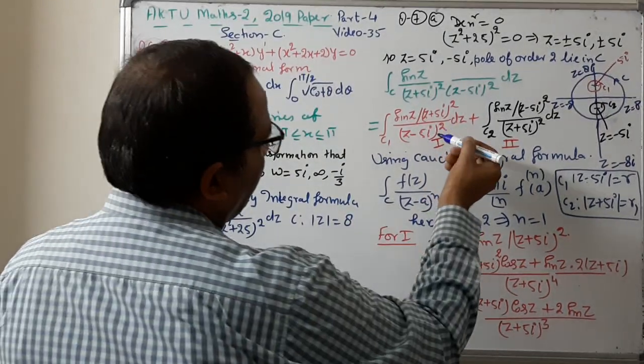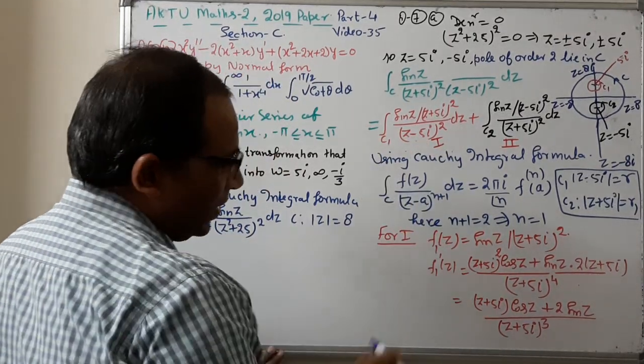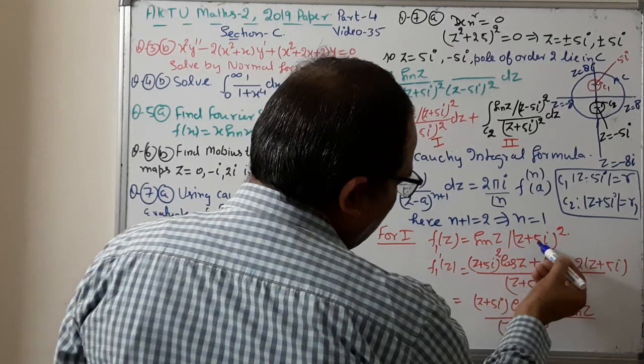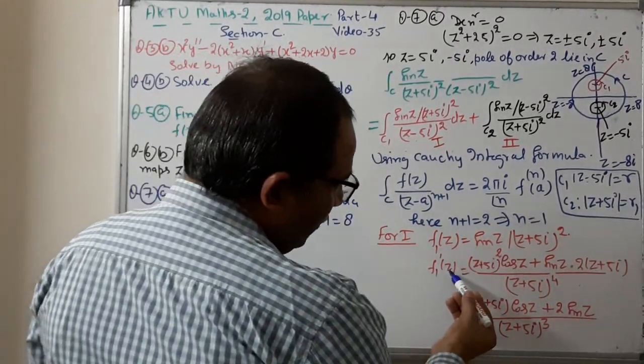First we take the first integration. Here z equal to 5i. So if we put z equal to 5i, f1(z) means the numerator, that is sin z upon (z plus 5i) whole square. We have to find out the first derivative, that means f dash z.